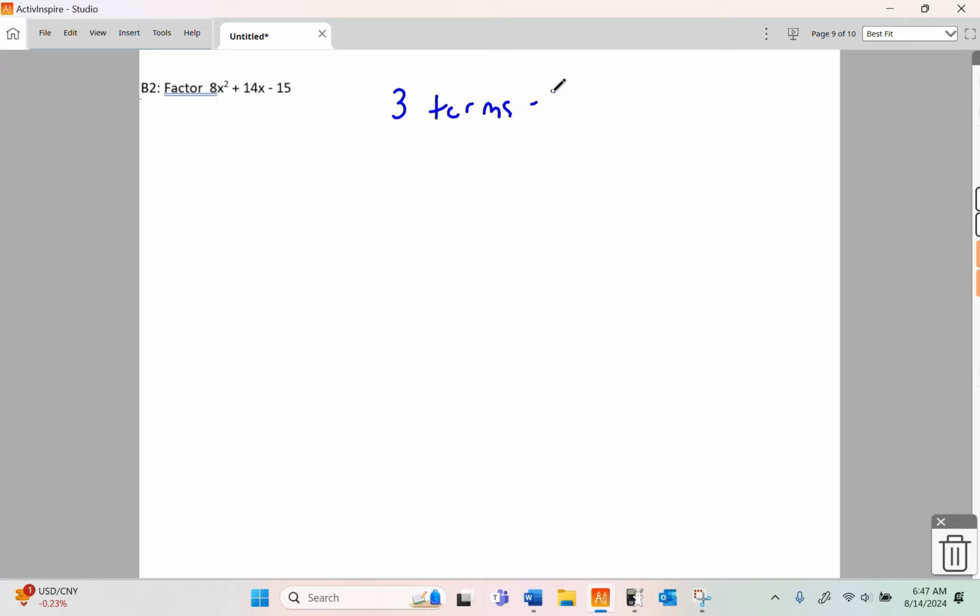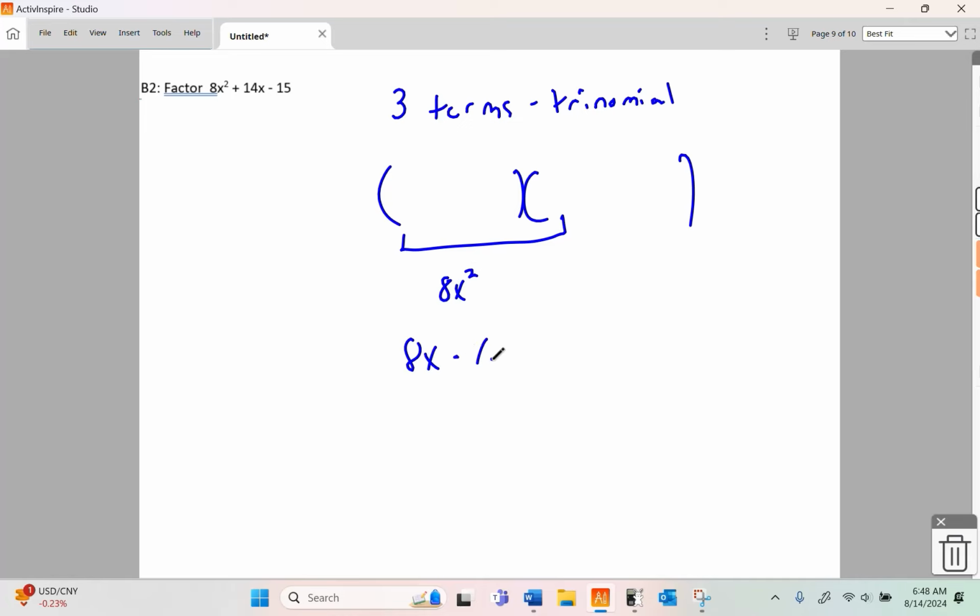We call that a trinomial. And 99 out of 100 times, if you see a trinomial, you do a double set of parentheses. I don't know how this one's going to factor, but I know that what goes here and here has to create 8x squared. And I could do something like 8x times x, or maybe 4x times 2x. And over here, this has to create that negative 15.